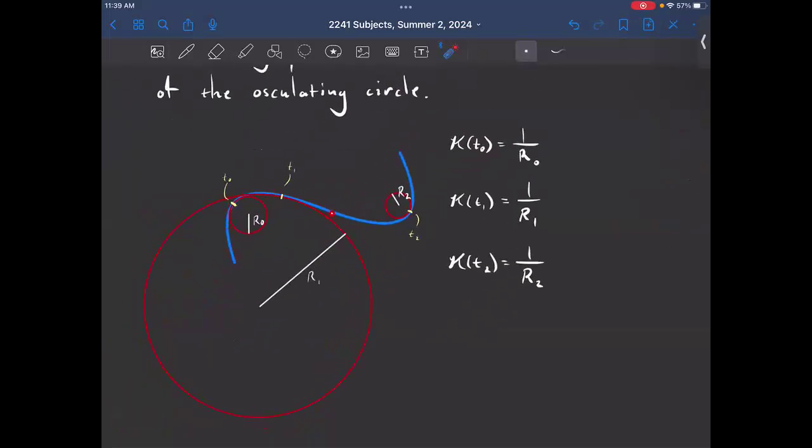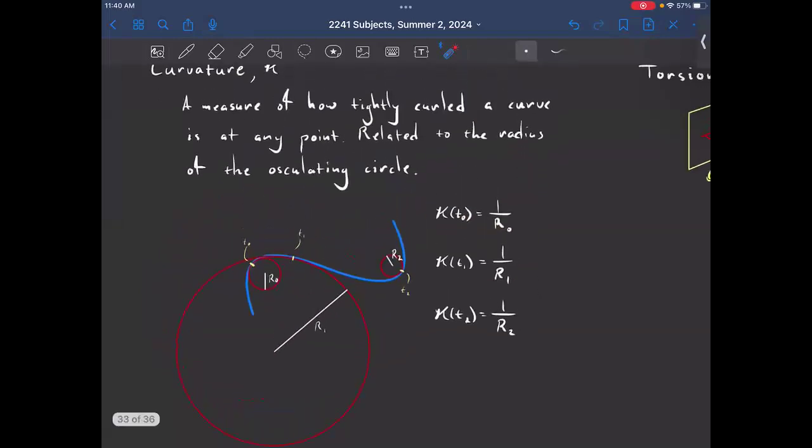So I have this blue curve in space, and I have a couple of points chosen on it. And I've drawn some circles here that basically match the second derivative of the curve at these points. And the radii of those circles is 1 over the curvature. So it's sort of an inverse radius measurement is what curvature is.